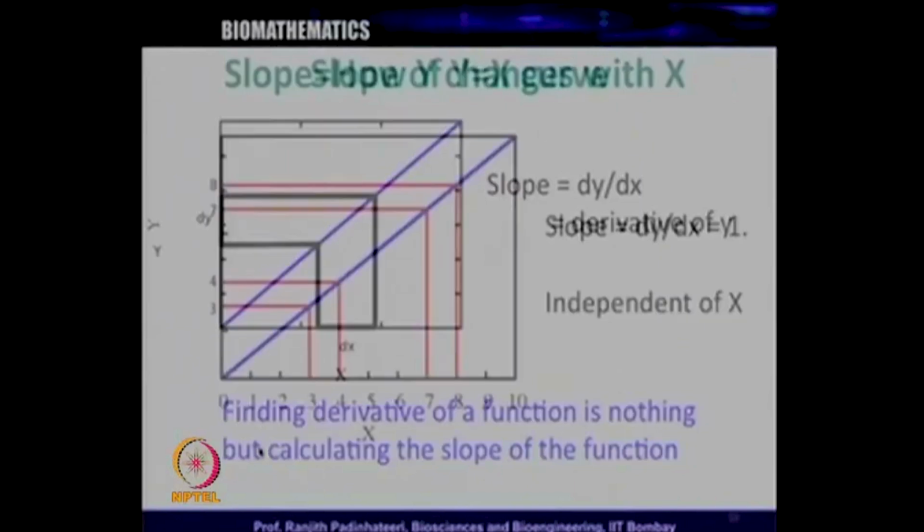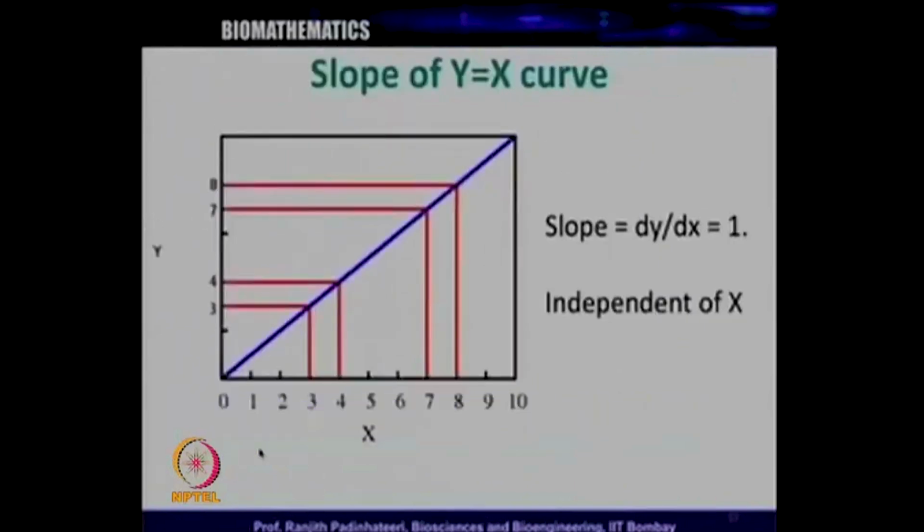Now, let us understand this a little more carefully by calculating the slope of some known curves. We know many functions, we know the y equal to x curve, y equal to x square. Let us calculate the slope of certain curves that we know, and see what we learn from this, and later all this can be used in the context of biology. So, let us take the y equal to x curve. See this graph, the blue line is nothing but y equal to x.